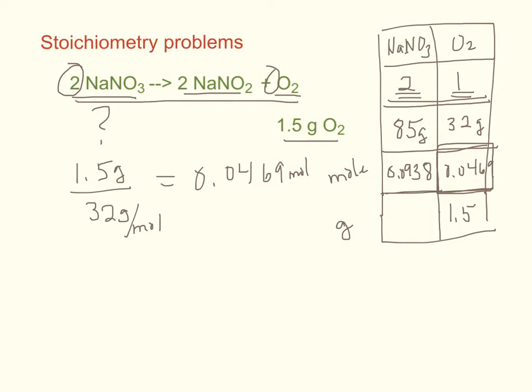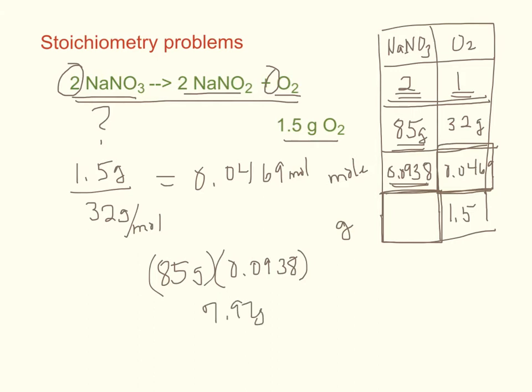So then we are ready to fill in this last block, because once we know how many moles we need and we know what the molar mass is, then we can just multiply these two together. So 85 grams times the number of moles that we need in order to make that much oxygen, which was 0.0938. You multiply those two things together and you end up with 7.97 grams, or in significant figures, this is just 8.0 grams because we only have two significant figures we're starting with. So the answer is you need 8.0 grams of sodium nitrate to make 1.5 grams of oxygen.